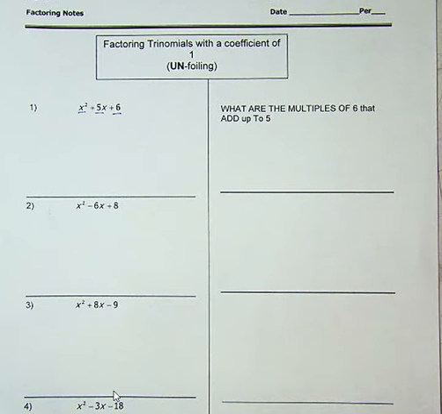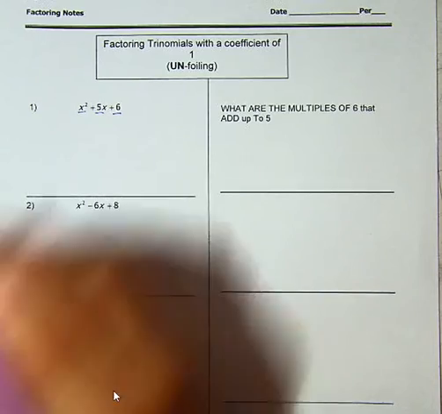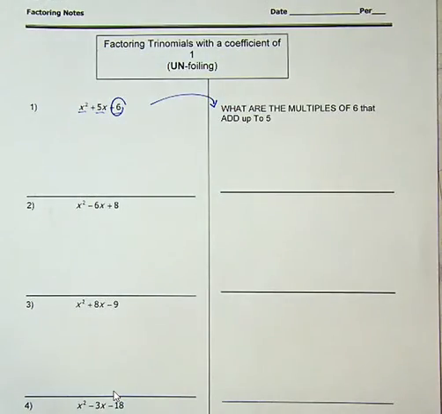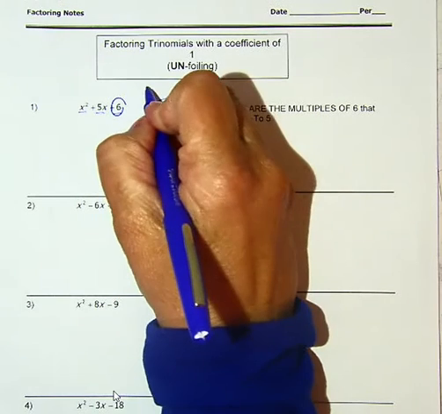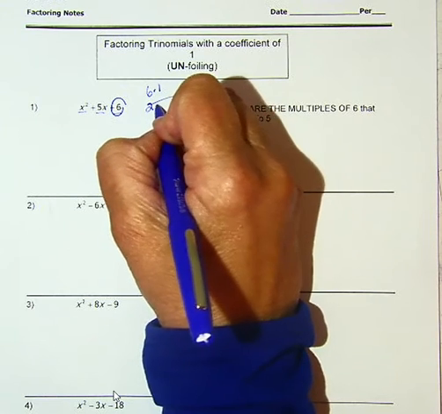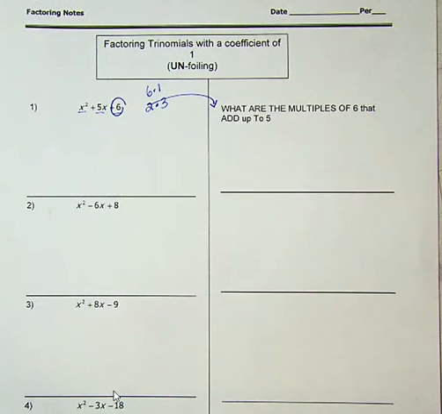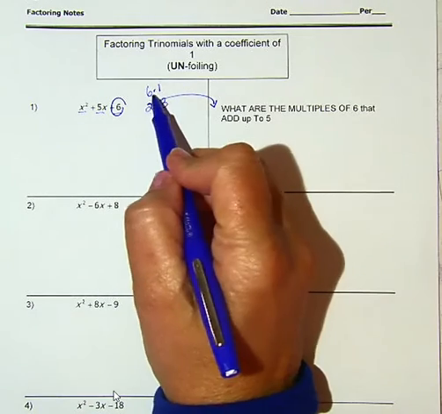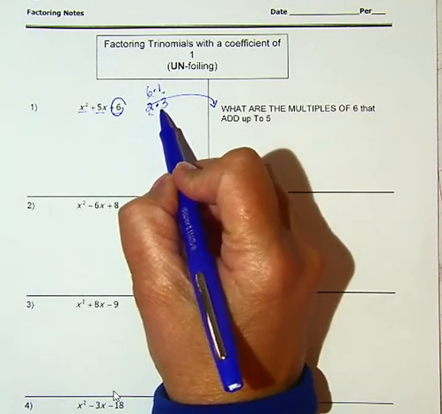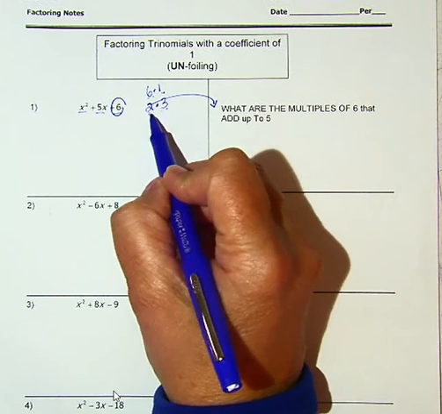So first of all, we need to look, and we always look at our last number, and we say in our head, what are the multiples of 6 that will add up to 5? So my multiples of 6 are 6 times 1 and 2 times 3. Okay? So in this case, 6 and 1 could be 5 or 7, depending on if they're negative or positive. And 2 and 3 could be 1 or 5.